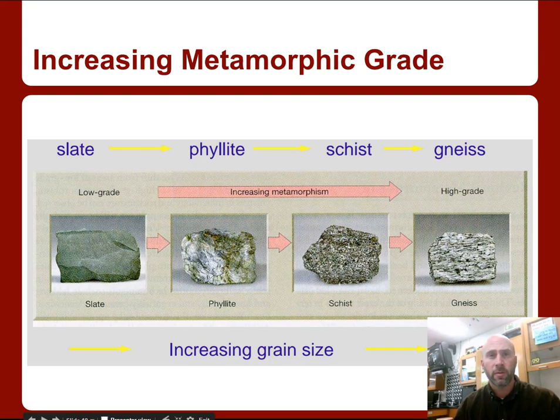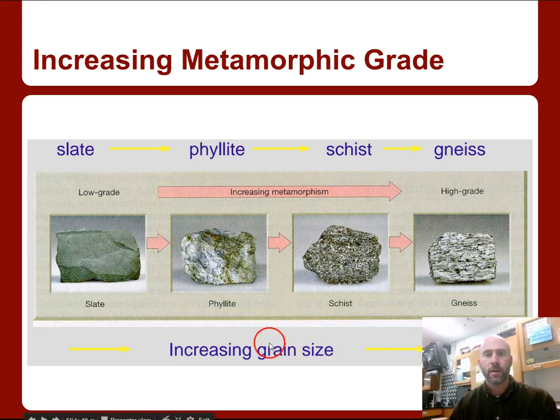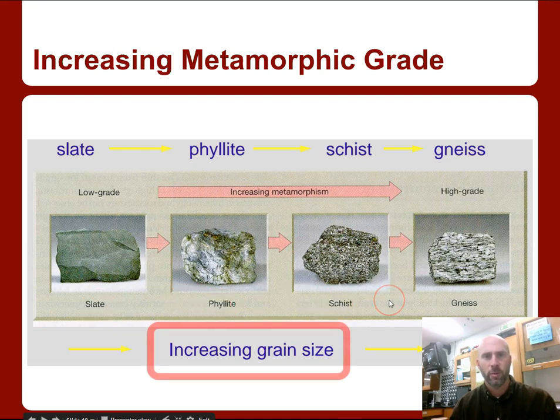Alright, so increasing metamorphic grade. What that means is you may have a sedimentary rock like shale, and as you increase the amount of heat and pressure that it's exposed to, it's going to change from one type of rock to another type of rock, or one type of metamorphic rock to another type of metamorphic rock. So as shown in this picture, you're going from slate to phyllite to schist to gneiss. And as you go across, these crystals are getting a little bit bigger. So from slate to phyllite to schist to gneiss. We'll look at each of these.